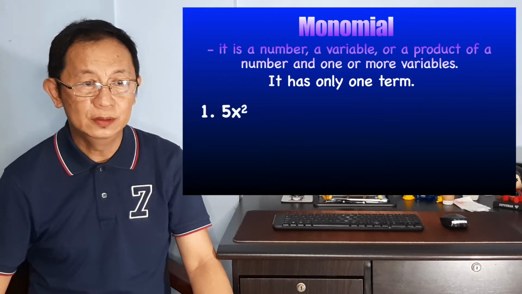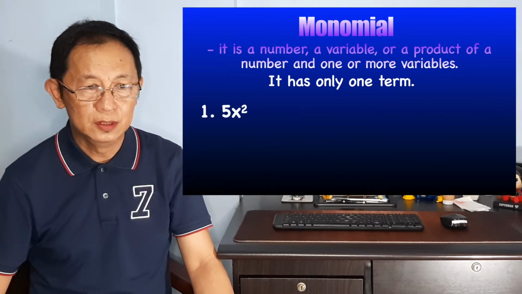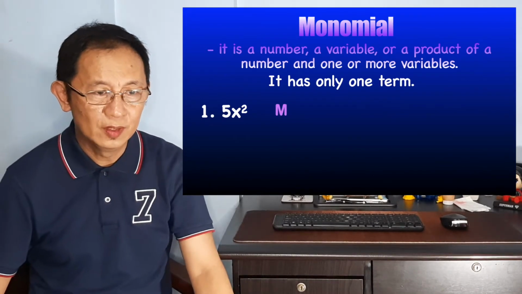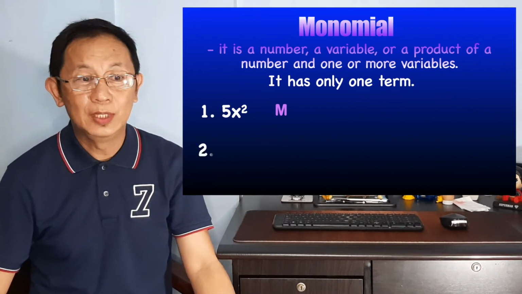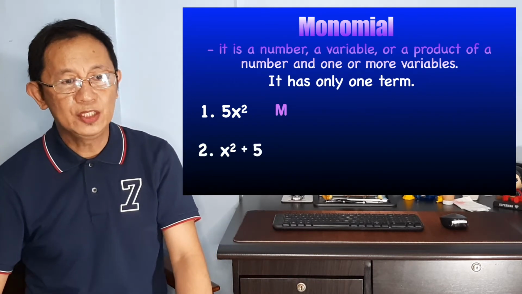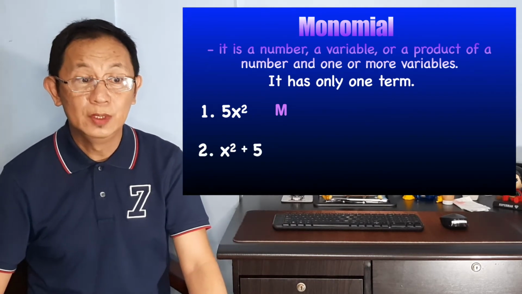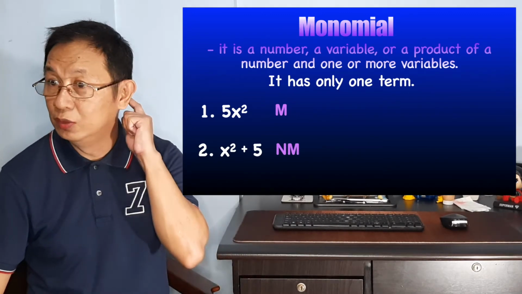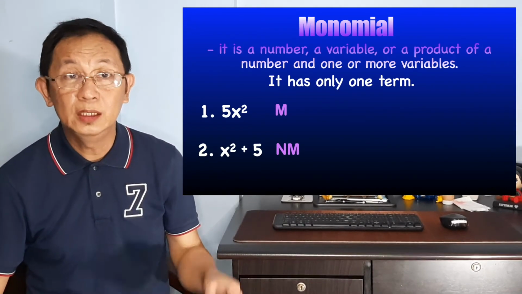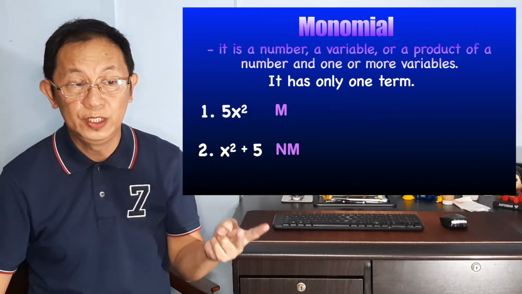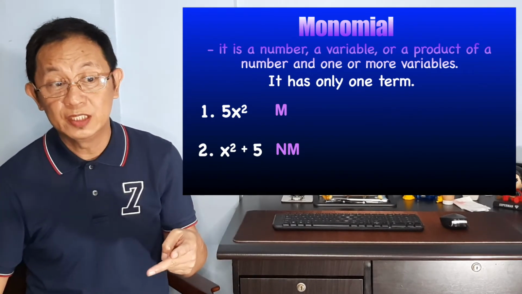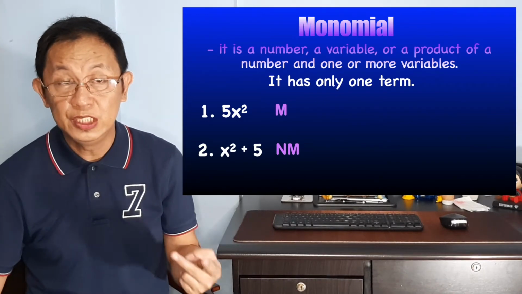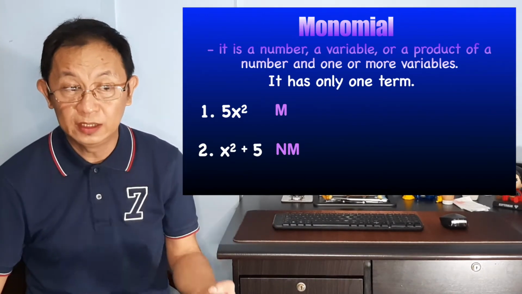Number 1, 5x squared. This is a monomial. Number 2, x squared plus 5. So x squared plus 5 is not a monomial. So bakit hindi siya monomial? Kasi two terms siya. X squared is the first term, 5 is the second term. So there are two terms in this expression. So hindi siya monomial. So not a monomial.